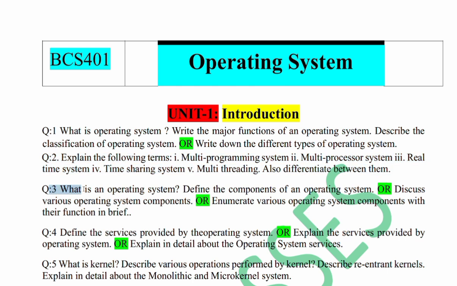Question number third is, what is an operating system? Define the components of an operating system, or discuss various operating system components, or enumerate various operating system components with their function in brief.